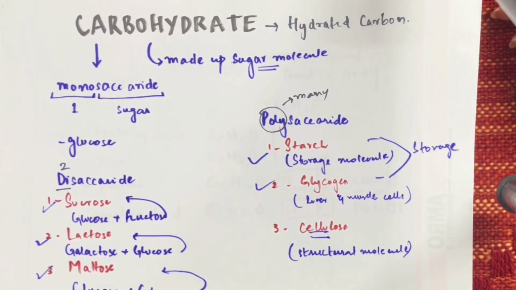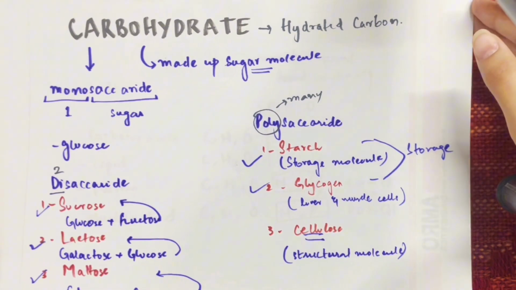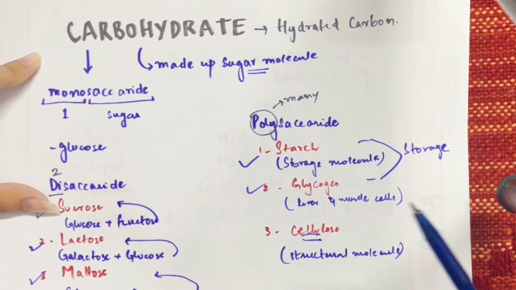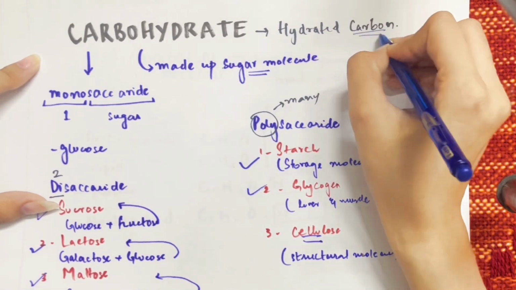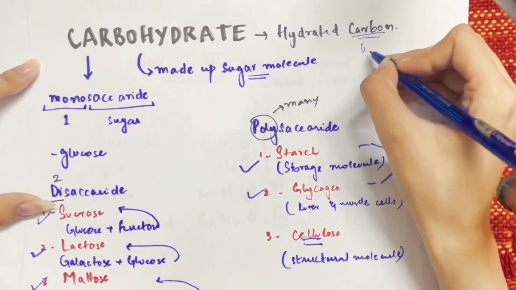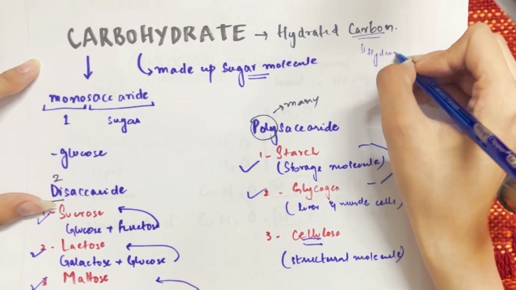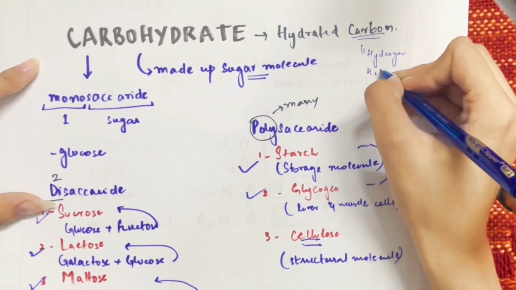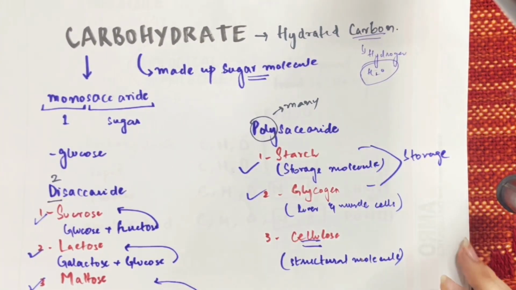All right, let's talk about the carbohydrate. The next biological molecule to be talked about is the carbohydrate. What are carbohydrates? Carbohydrates are basically hydrated carbons. That means the carbons that are constituents of hydrogen and are full with water content, we say that they are termed as the carbohydrate.